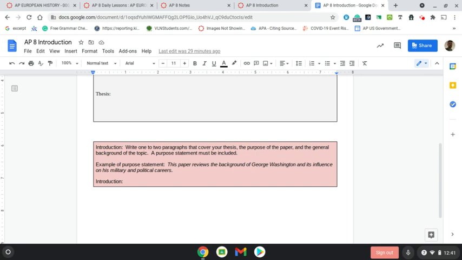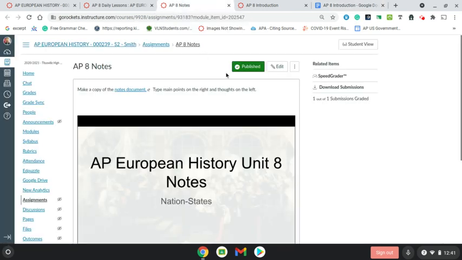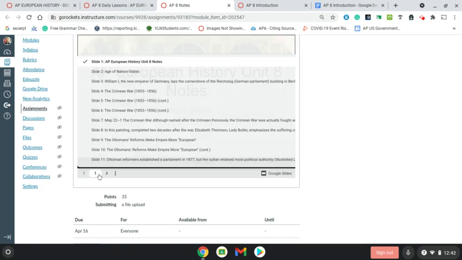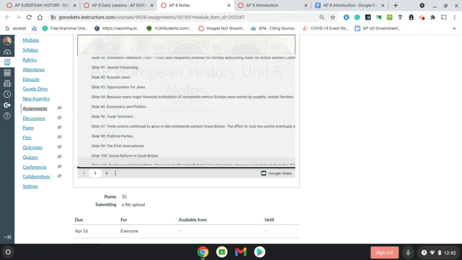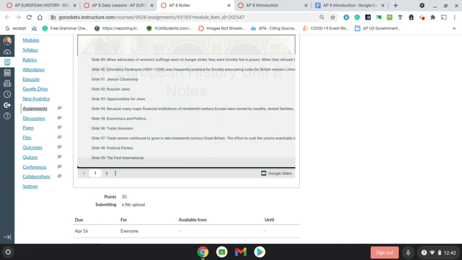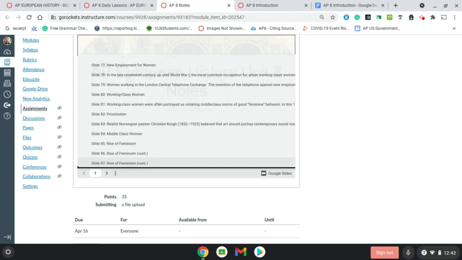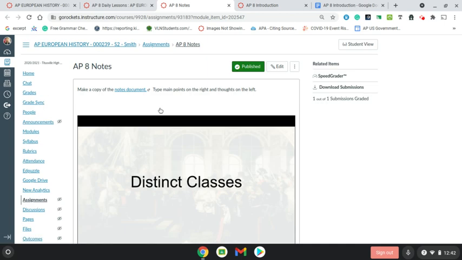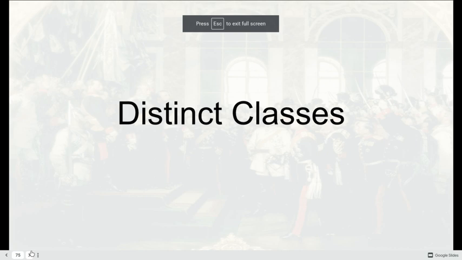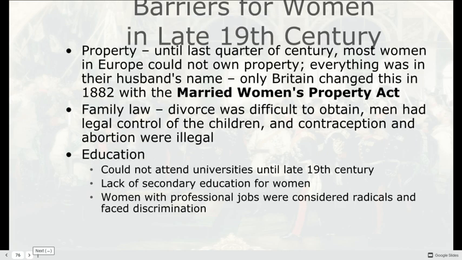So today we'll finish talking about this material, specifically the distinct classes, and then some of the interaction between politics and economics. So first, with the distinct classes, this is, of course, referring to the various groups that live within Europe in many different countries, not just in one in particular. So obviously one of those groups are women.